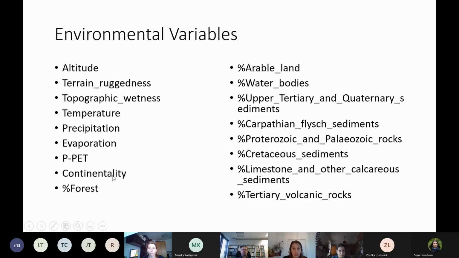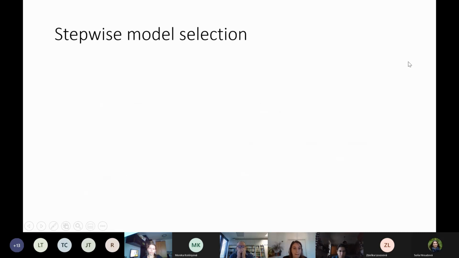We have continentality, and we also have the percentage of the cell that's covered by forest, arable land, water bodies, and the percentage of the cell that's covered by different types of bedrock. So here are the types of bedrock. We also wanted to test how they would affect the functional traits. So first I ran a stepwise model selection for each one of the response variables separately.